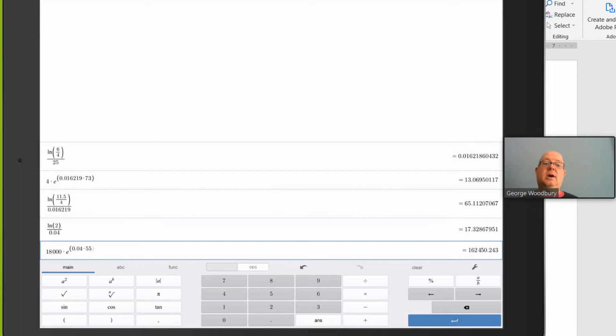And on the right, we weren't told where to round here, so we want to think about where it makes sense to round to. There are two choices that we have. We can round to the nearest dollar, which is the way it was given. That 18,000 is to the nearest dollar as well. Or we could do it in dollars and cents with two places after the decimal point. I'm going to just round this to the nearest dollar, $162,450.